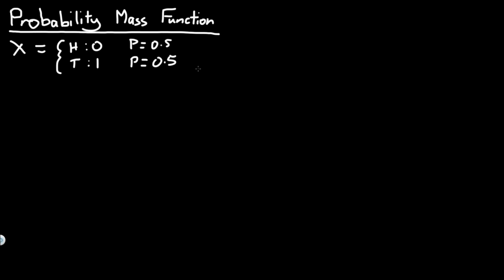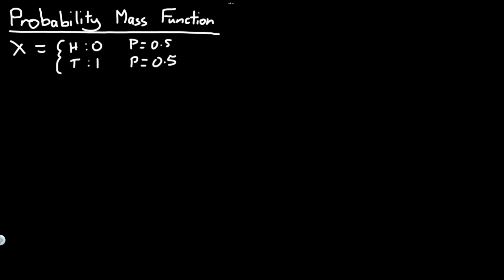So we want to essentially transform this into a function which takes as input the possible outcomes of this random variable, so in this case heads or tails, and as output gives us the probabilities of those outcomes. So in this case, for both of them, it's a half.